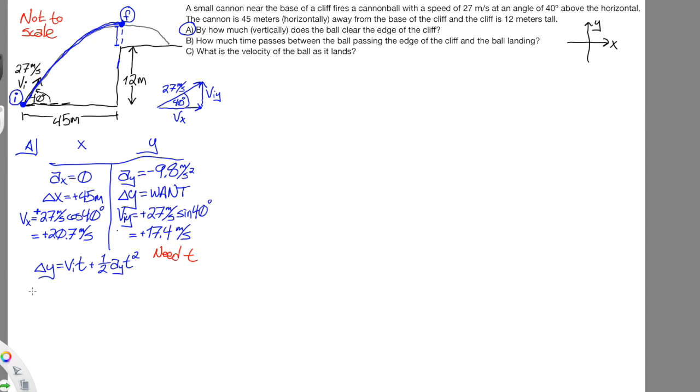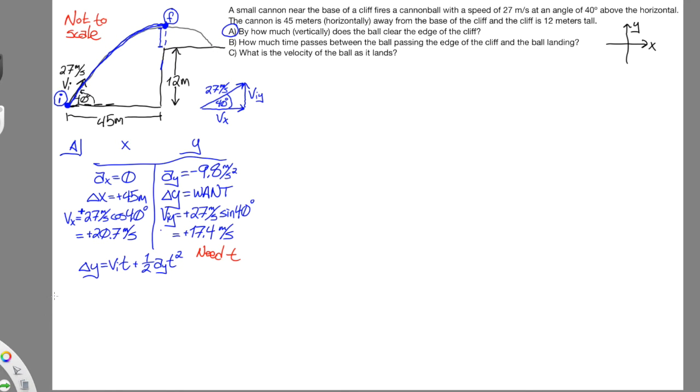So going to the x direction now. Anyway, pulling out basically the only x direction equation we have, delta x equals v_x times t, where we know delta x is 45 meters. We know v_x is positive 20.7 meters per second. Delta x is positive as well, times t, which gives us a time of 2.17 seconds for the blue part of the flight.